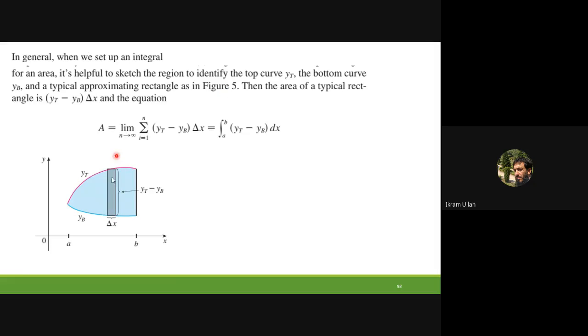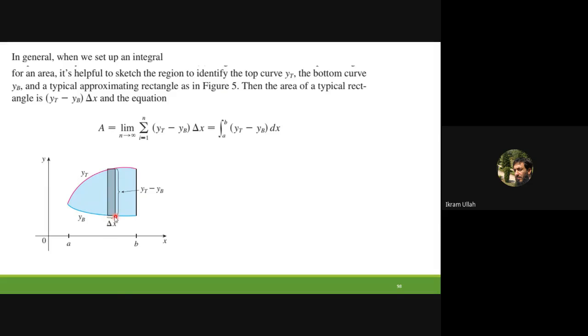You can see this is yt, the upper curve, the top curve, and this is yb, the bottom curve. Then the area of the typical rectangle is yt minus yb times delta x. This is basically the height, which we represented in the previous example as f of xi star minus g of xi star. Here we can write it in simple form as yt minus yb, where yt represents the top curve and yb represents the bottom curve.